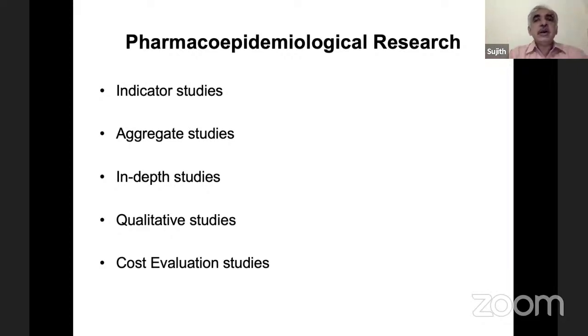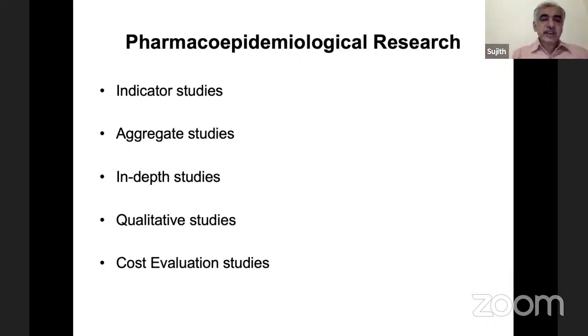Let's say you look at a particular unit and say, okay, they had 100 prescriptions today. How many of them had antibiotics? And WHO has a very basic indicator study criterion, where it's not just about antibiotics, of course, it's about medicines. Is it the right dose? Is it the right duration, et cetera? But it also talks about antibiotics and whether it's injectable, oral, et cetera.